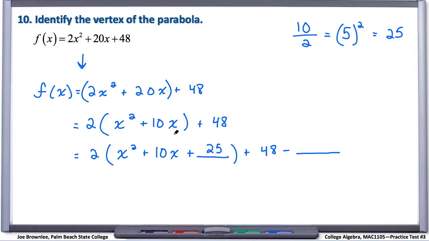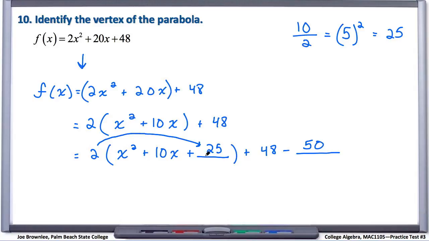Yes, we are adding 25 to the inside, but what happens if we distribute the 2 on the outside that we pulled out earlier? Well, 2 times 25 is 50, so we're really adding 50, right? So if we're adding 50 up front, we've got to subtract that 50 at the end.